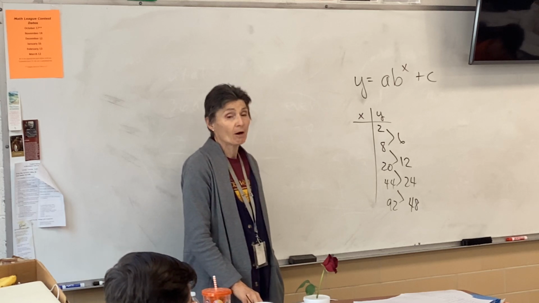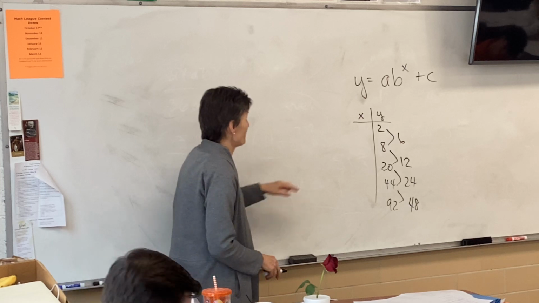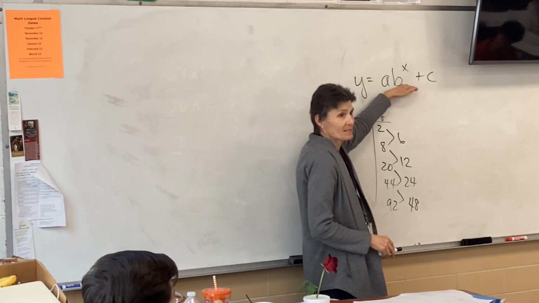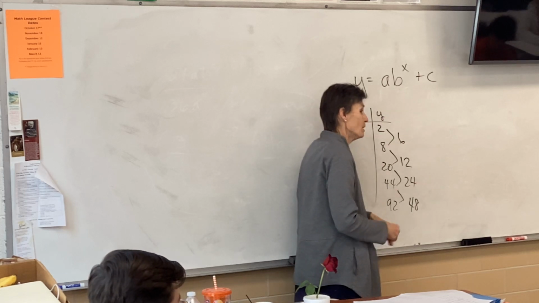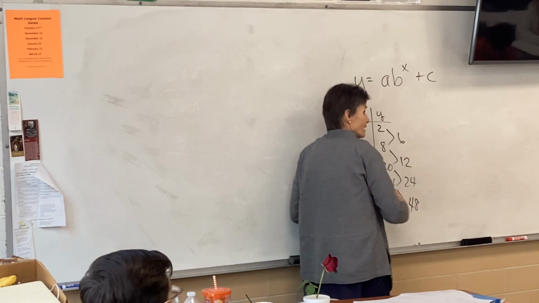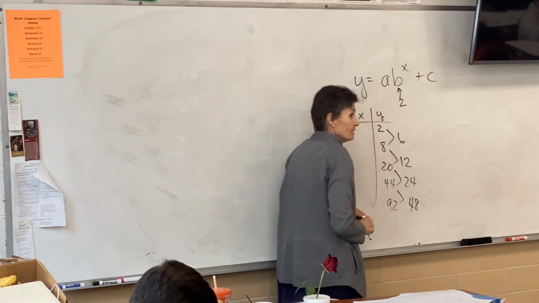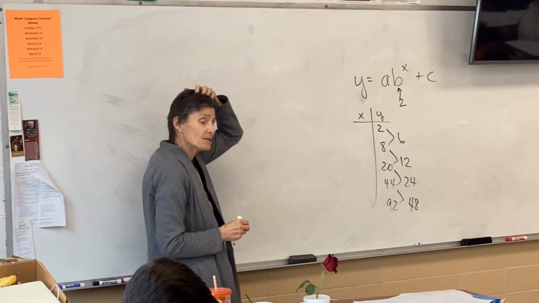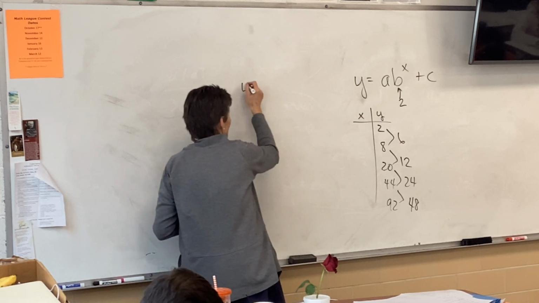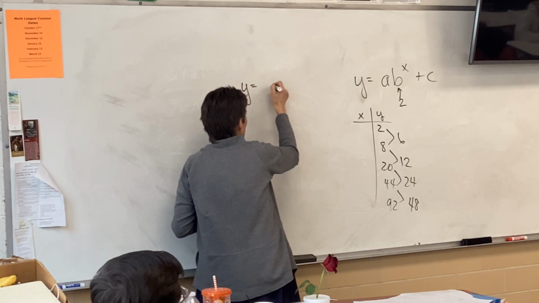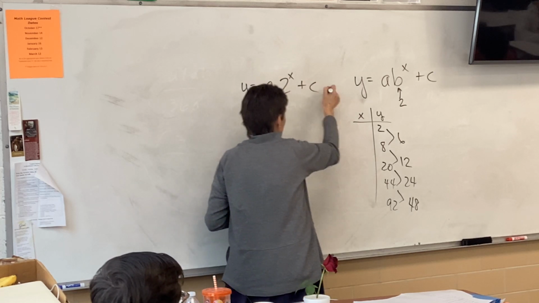In other words, they are proportional, which is exactly what we should be expecting because didn't they tell me this is what I'm shooting for? Which is exponential. So, what does this tell me? This tells me that my b value is 2. I am multiplying each time by 2. So whatever my equation looks like, it's a times 2 to the x plus c.